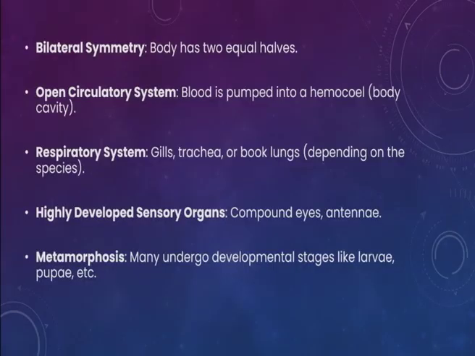Based on that situation, they can use gills for respiration in water bodies if they are aquatic animals. If they are land living, they use trachea and book lungs for their respiration, and they have highly developed sensory organs like compound eyes and antennae, and they show metamorphosis, which means they undergo developmental stages like larva, pupa and adult stages.